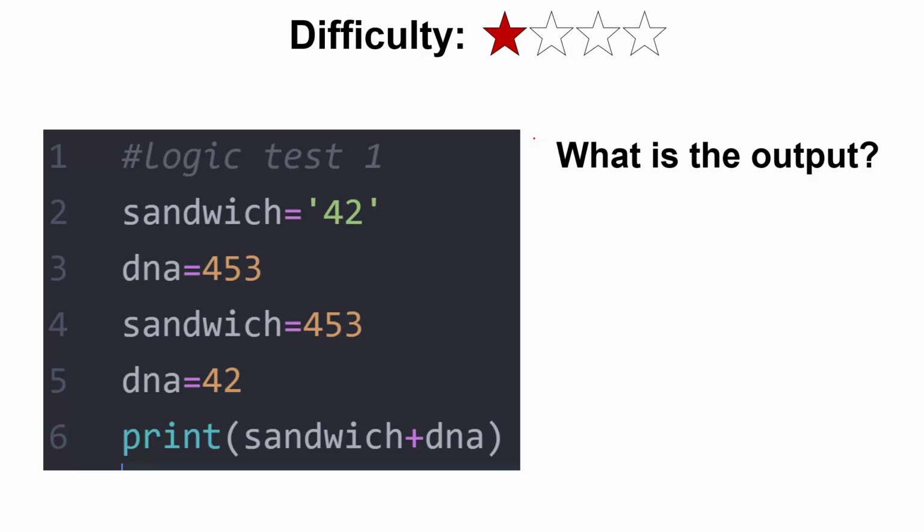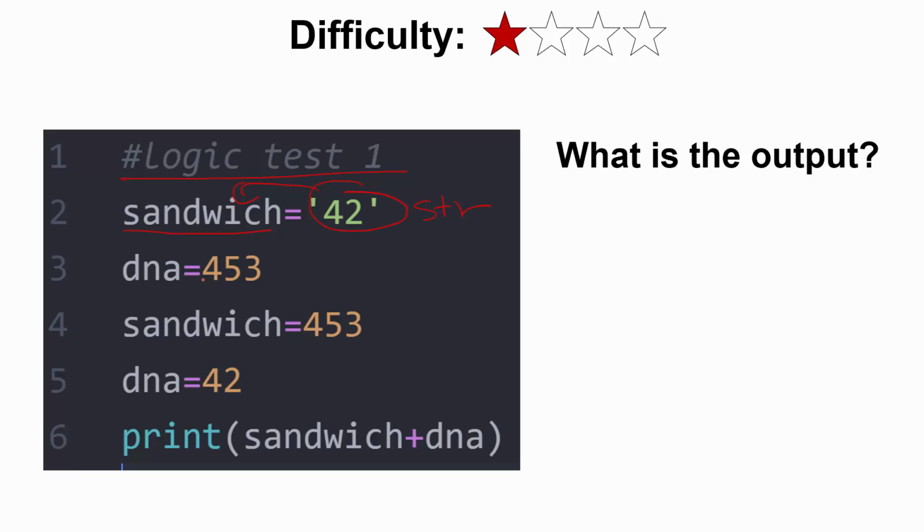Okay, this was the first logic test with a pretty easy difficulty. Let's take a look. What I like to do when I approach code or scripts is to look at them line by line and see what it's trying to tell me. So starting in line 2, because the first line is just a comment, we have the variable called sandwich, and we're putting a string, 42, into the variable.